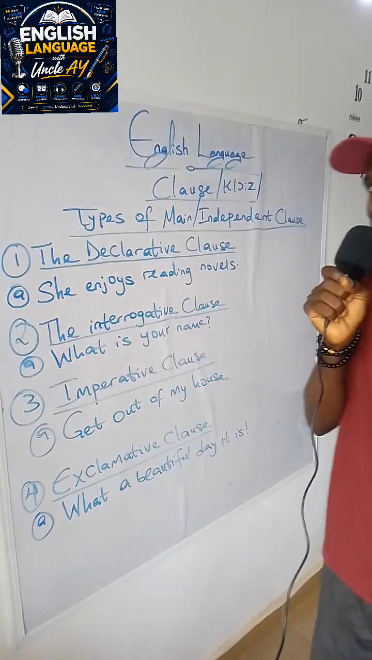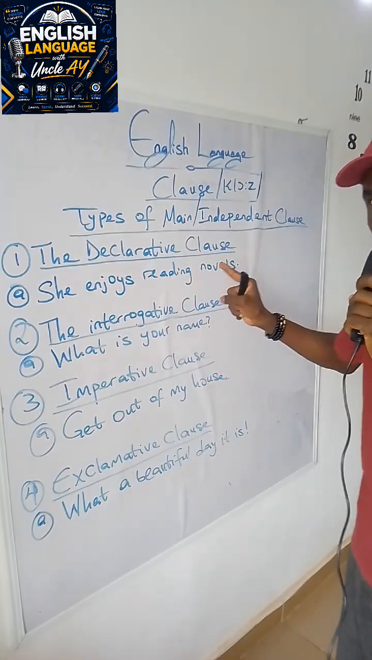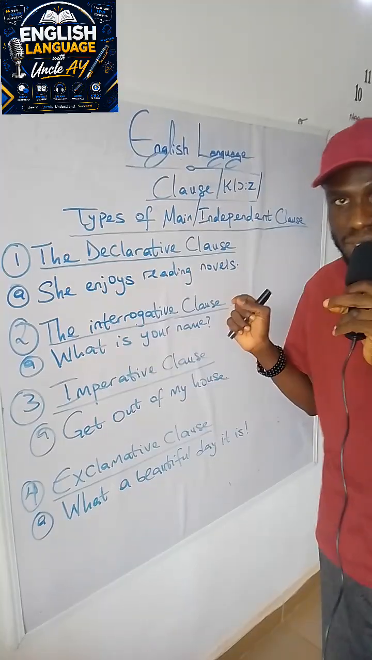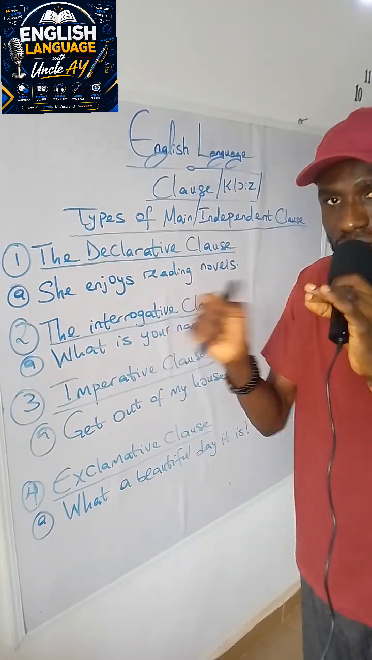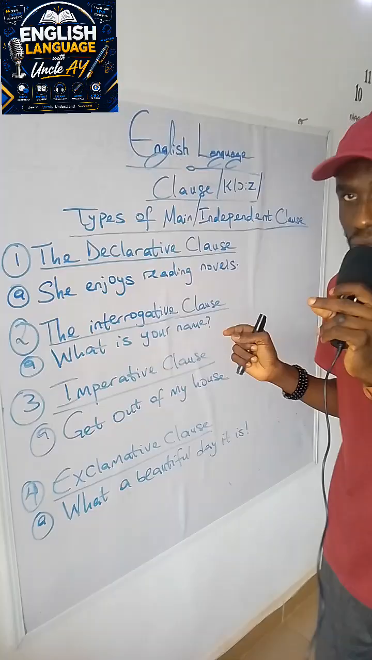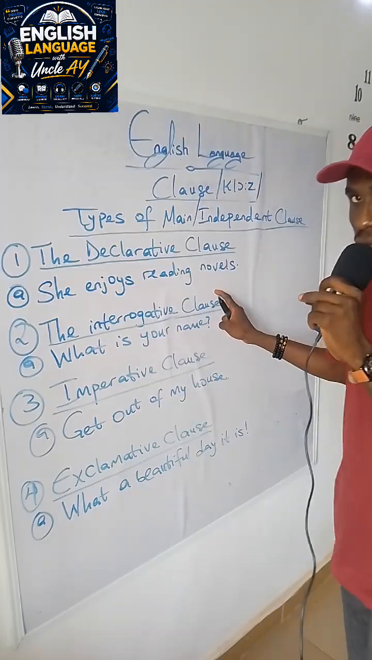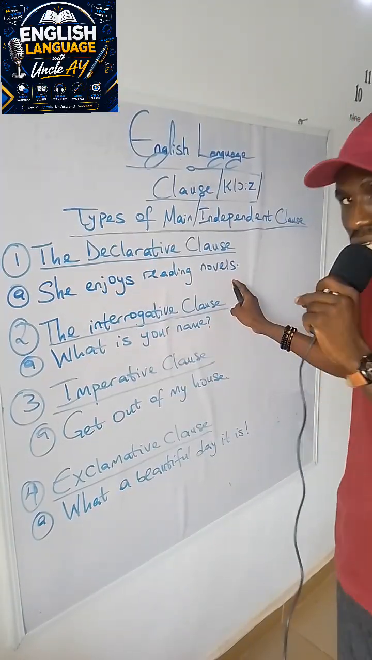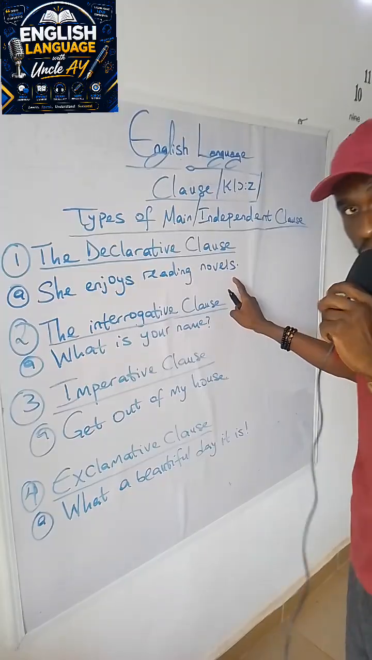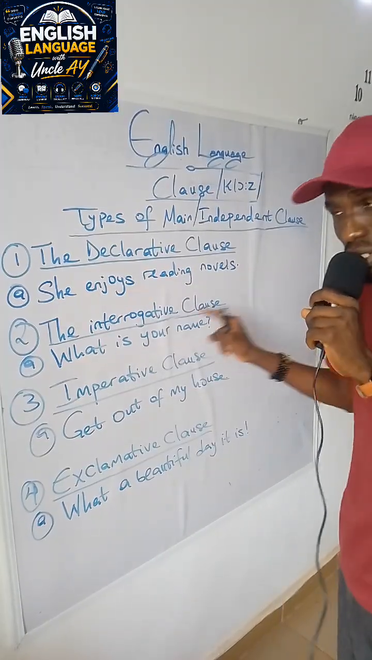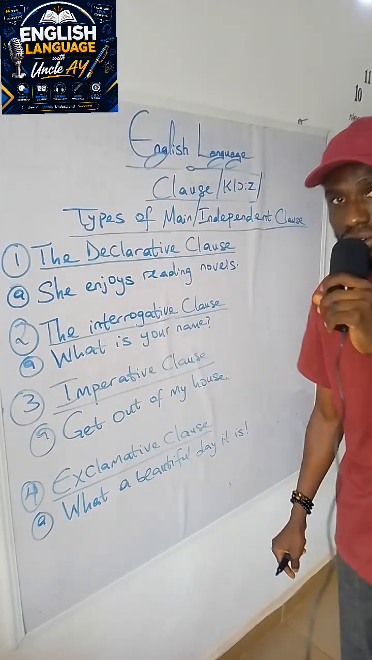So what is the declarative clause? A declarative clause is one that declares or makes a statement outrightly. That's just the basic definition. It declares or makes that statement outrightly, straight to the point. So look at this now. It says here, she enjoys reading novels. She enjoys reading novels. So this is declarative enough. There are no other adjectives because this is quite straight to the point. So it's a statement as such. It's a clear statement. So she enjoys reading novels. This right here is a declarative clause.